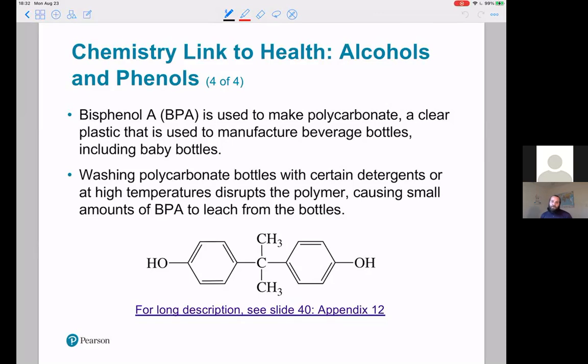The problem is that they found that plastic bottles made with BPA, when you wash them under too hot of water and with certain soaps, a little bit of that BPA will actually leach out and can get into your body, and it's not terribly great for you.